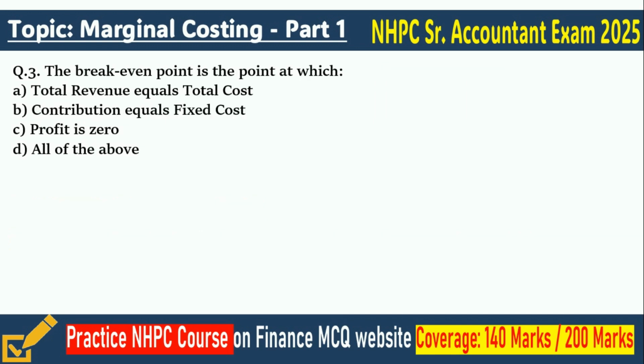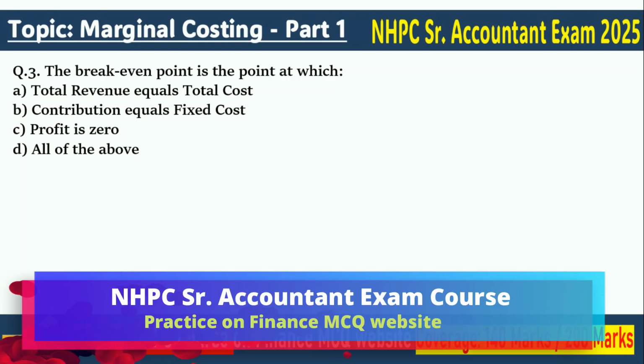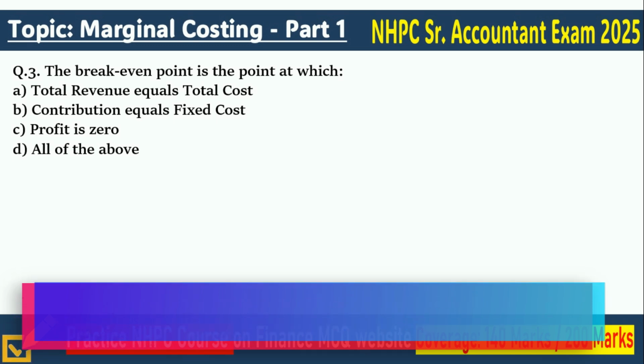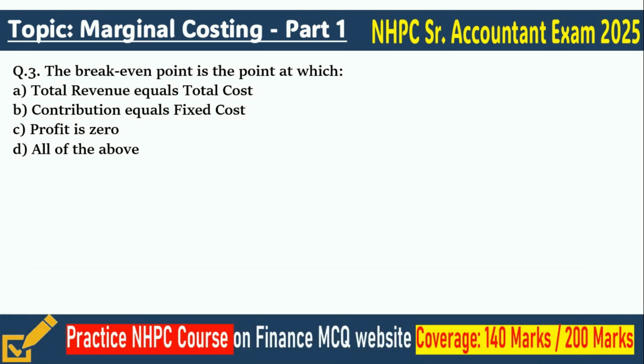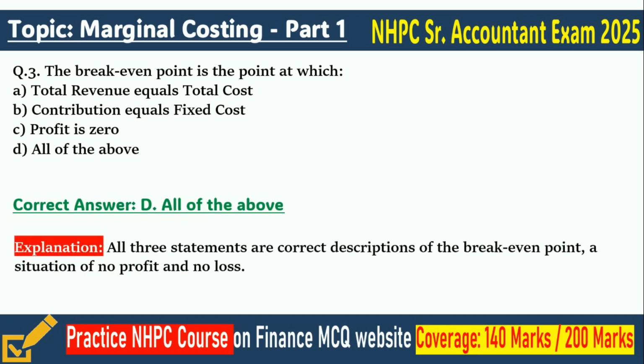Moving on. Next question. The break-even point is the point at which option A, total revenue equals total cost. Option B, contribution equals fixed cost. Option C, profit is zero. And last option, all of the above. So please pause the video, think over each of the options given in the question and let me know the correct answer in the comment box. Friends, here the correct answer is option D, all of the above. All three statements are correct descriptions of the break-even point, a situation of no profit and no loss.